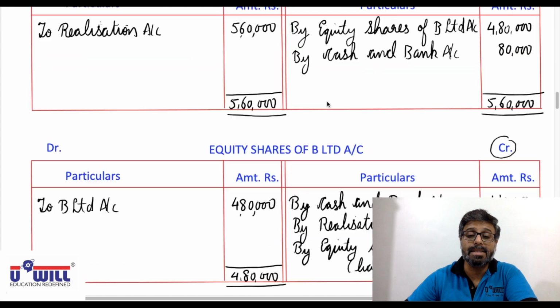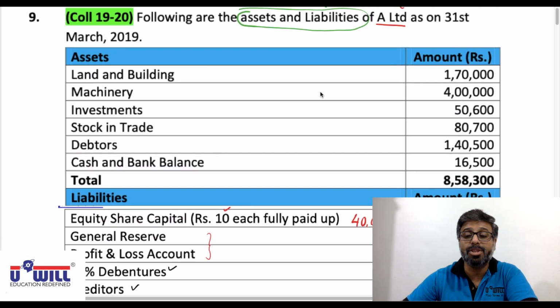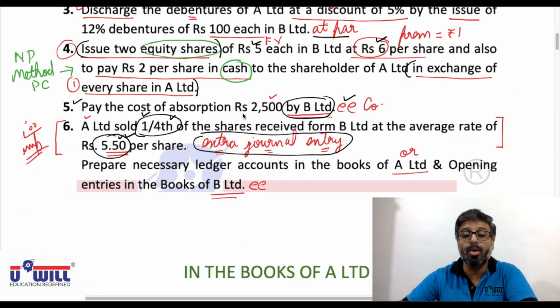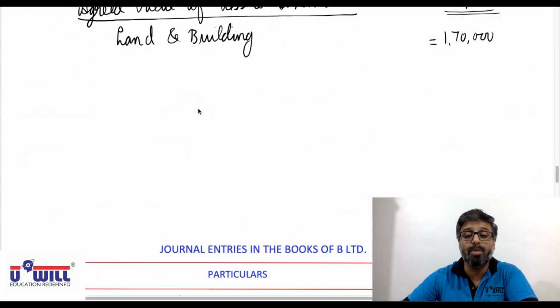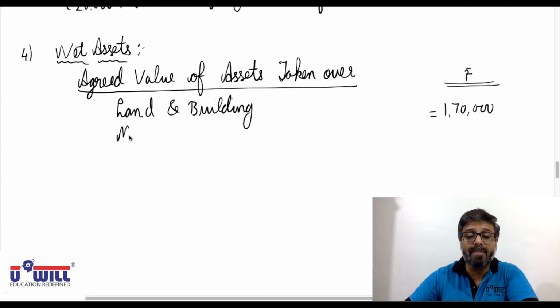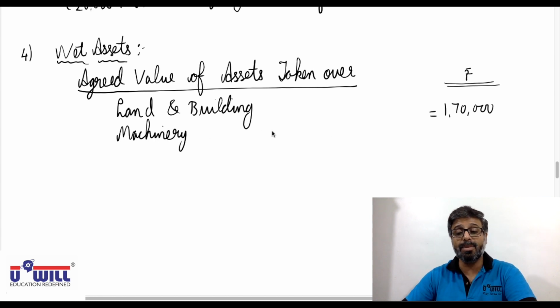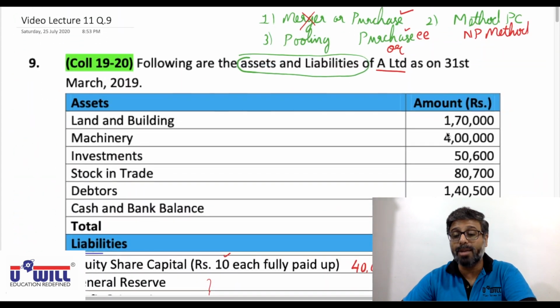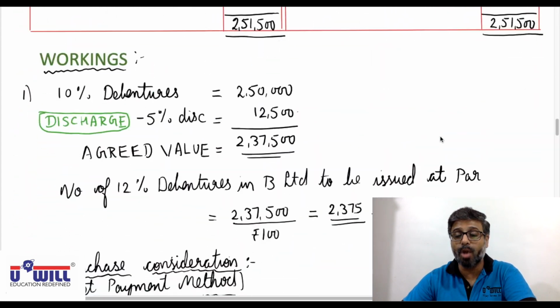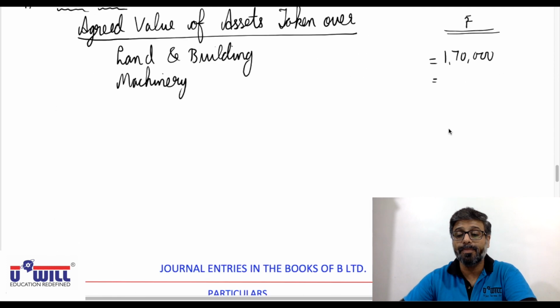Then next asset, all of you can see after land and building, machinery 4 lakhs. Again, no different value is given, means we'll take book value itself. And we had studied in the notes also in net asset method that if for tangible assets no information is given, means we would take it at book value itself. So machinery 4 lakhs. Okay.